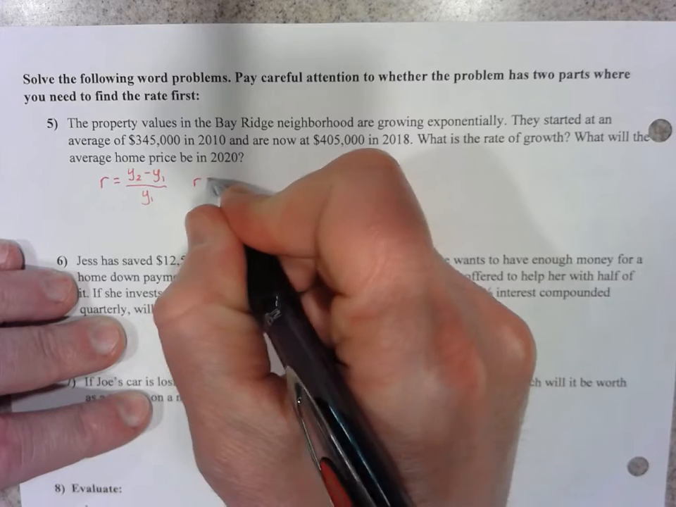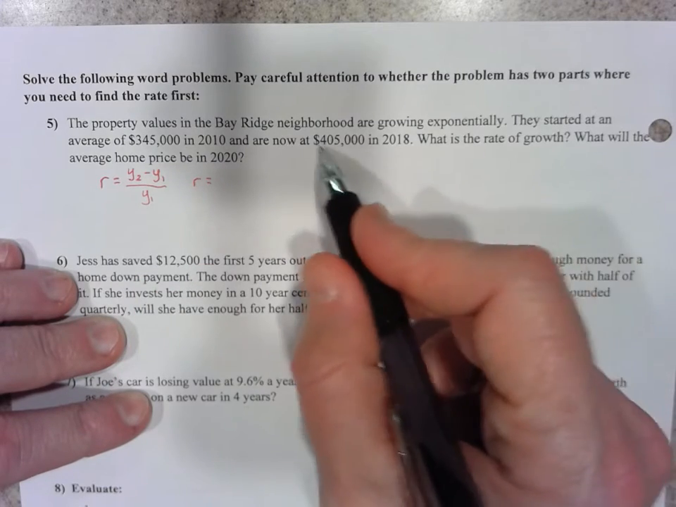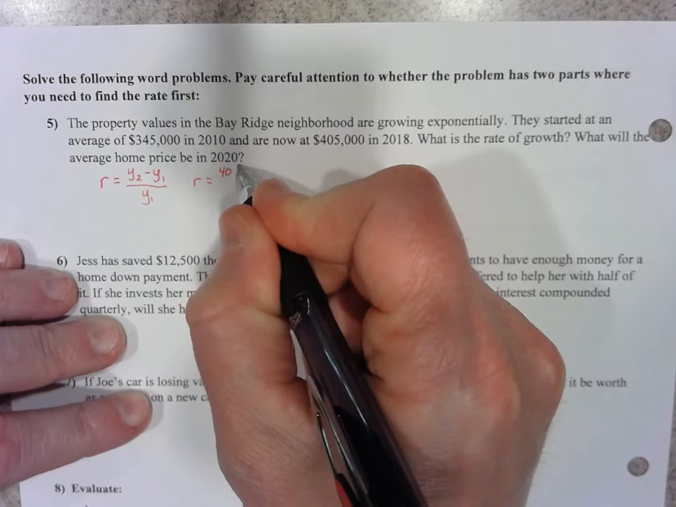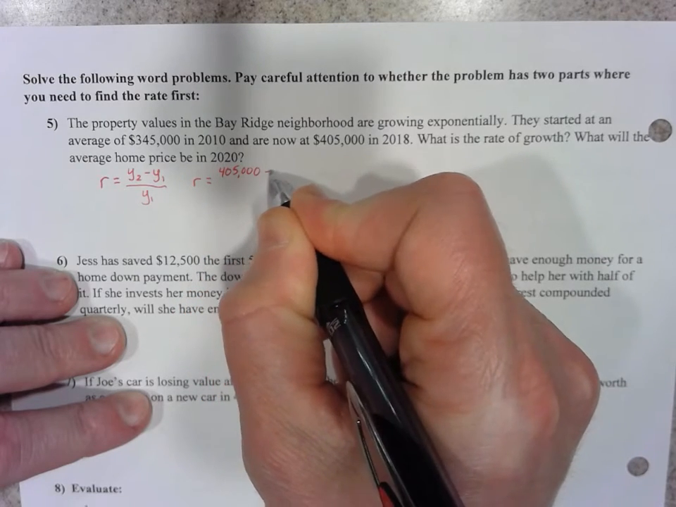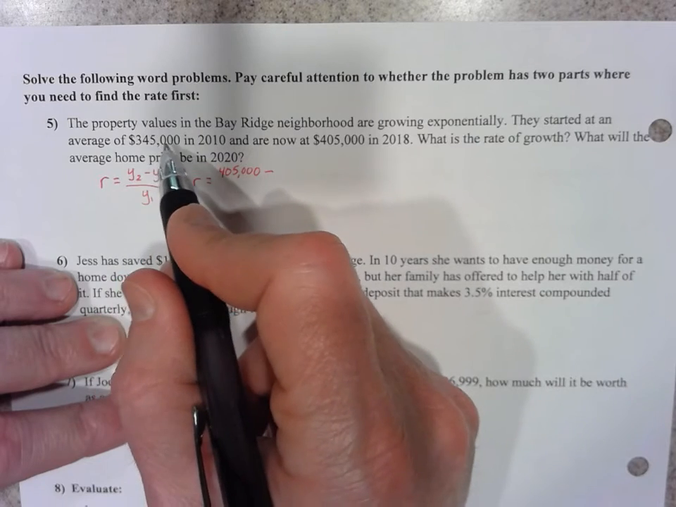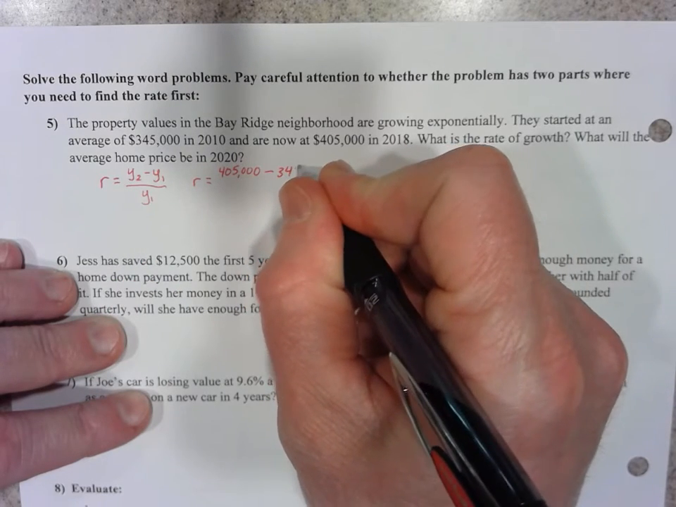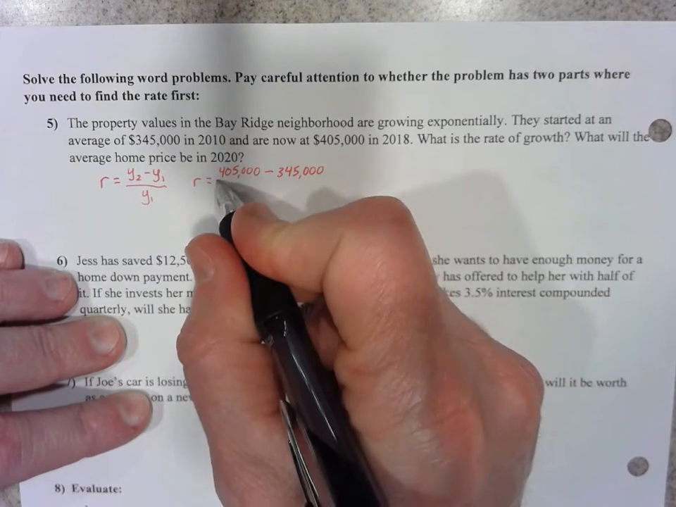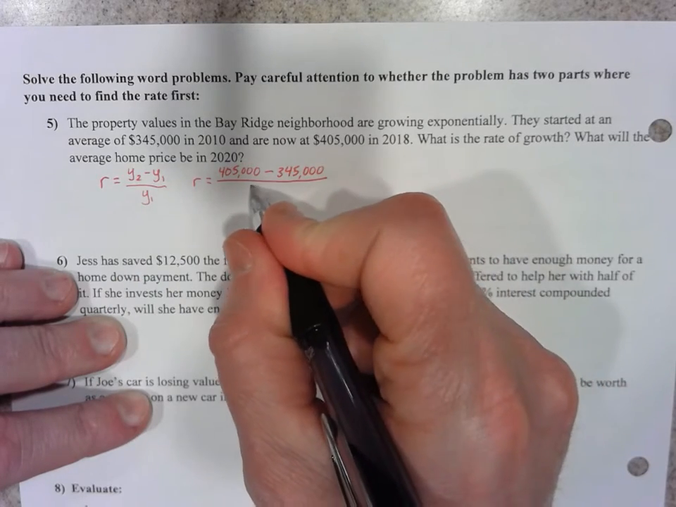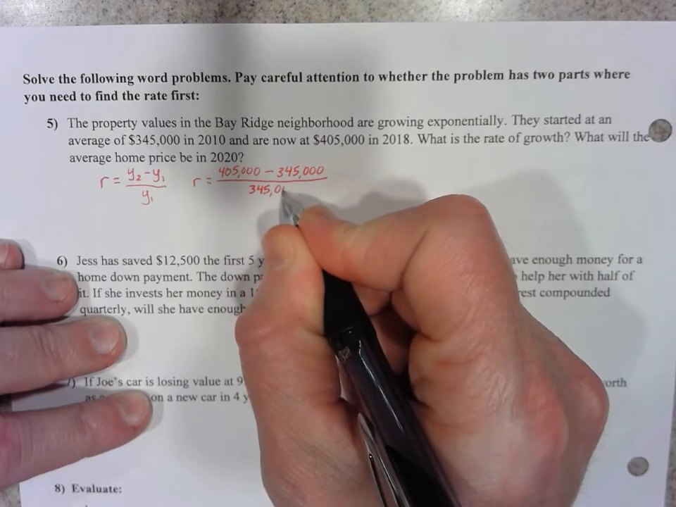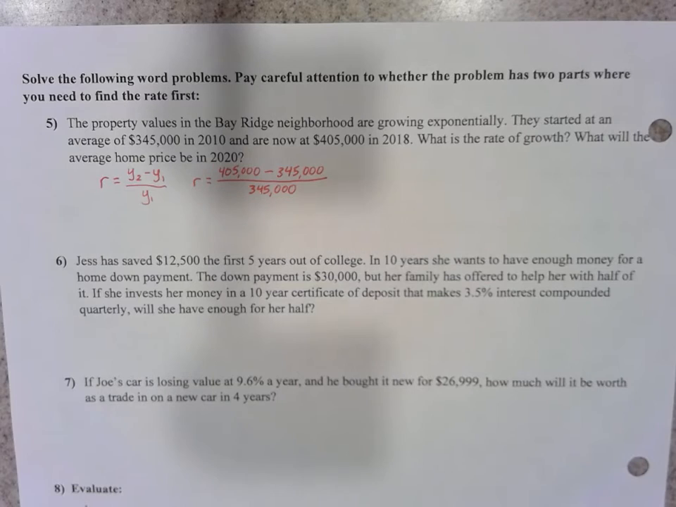So in this case, the ending value, the most recent price, is $405,000. And we want to subtract the starting price, $345,000. And then divide that by the starting price. Again, $345,000. So I take the calculator and type this in. So 405,000 minus 345,000 divided by 345,000.